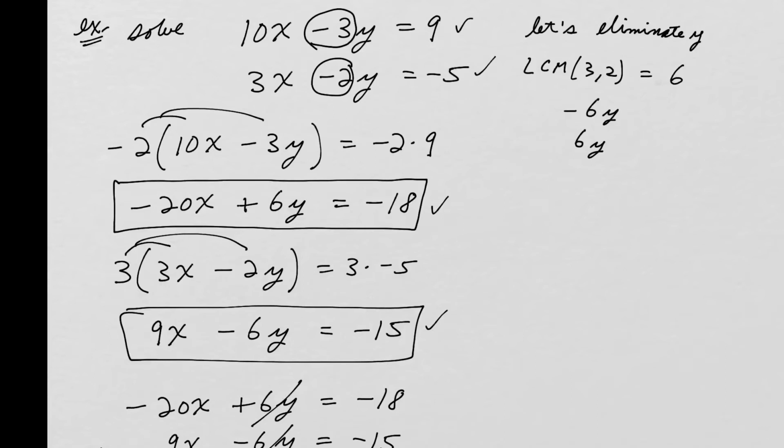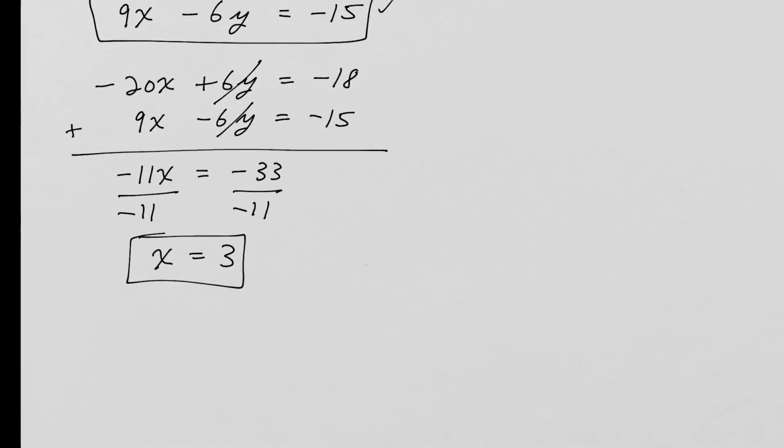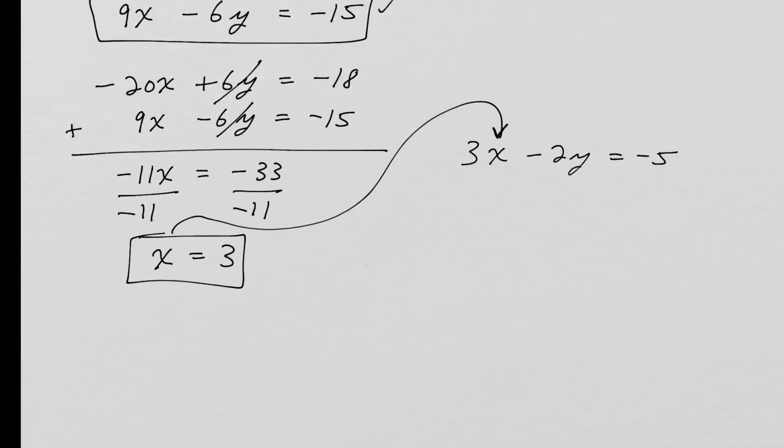Okay, let's just, for no particular reason, choose the second equation to plug into. So that's 3x minus 2y is equal to negative 5. And I want to plug in x equals 3, right? Where there's an x, I want to plug in 3. So I have 3 times 3 minus 2 times y is equal to negative 5. Well, 3 times 3 is 9, minus 2y equals negative 5.